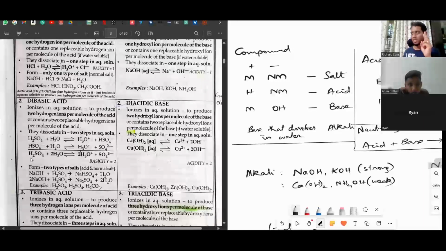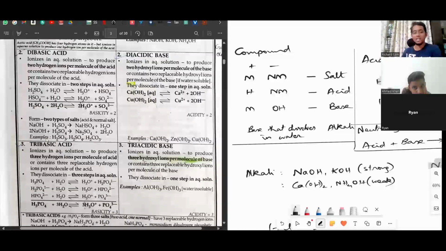Examples are H2SO4 and H2SO3. What is the difference between H2SO4 and H2SO3? H2SO4 you all know, sulfuric acid. What is H2SO3? Sulfurous acid. That's not very strong. And then you have H2CO3. What do you know about H2CO3? Carbonic acid. That's what we drink in soda, right? Soda is carbonic acid, so it's not a very strong acid.